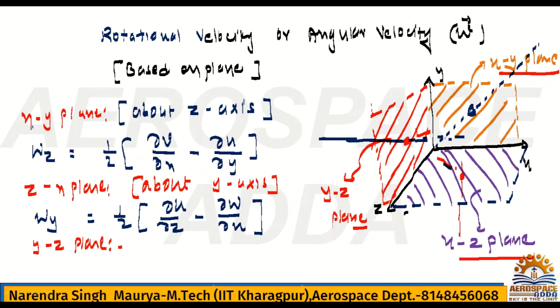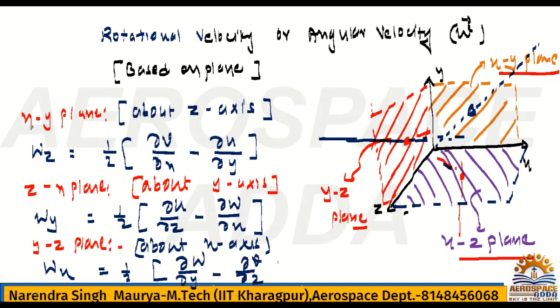So it is nothing but about x. What formula you may get? wx equals 1 by 2 in bracket, dou w by dou y minus dou v by dou z. Yes or no? So this is the formula wx, wy, wz. Okay. So again I will write it. Hope you understood how to remember it.